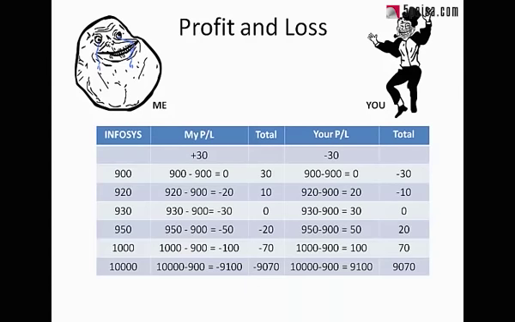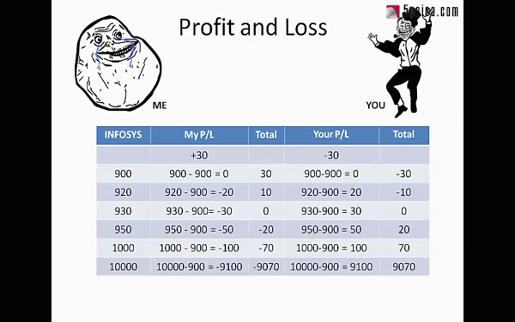net of 20. At 1000, you make 100 on the stock but lose 30 on the premium, which leaves you with a net of 70. On the other hand, I've lost 100 on the stock but gained the 30 rupees premium, which leaves me at minus 70. Now let's take a very imaginary case in which the stock actually zooms to 10,000 bucks.